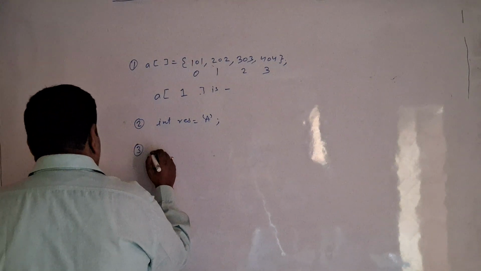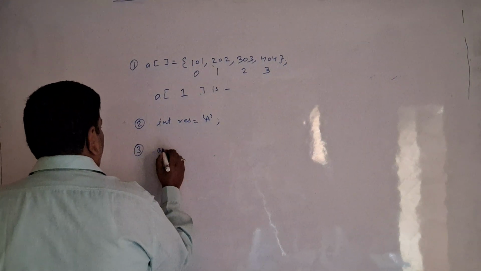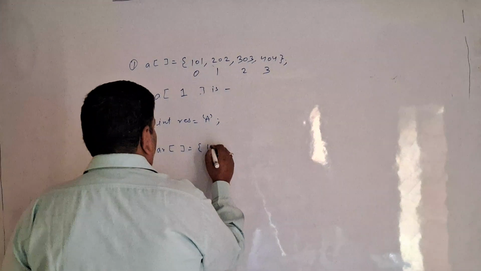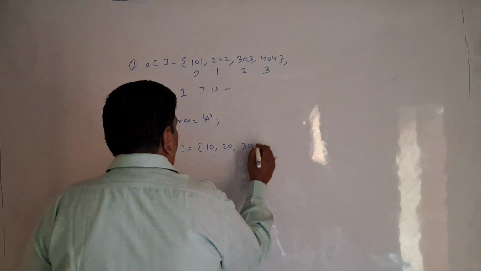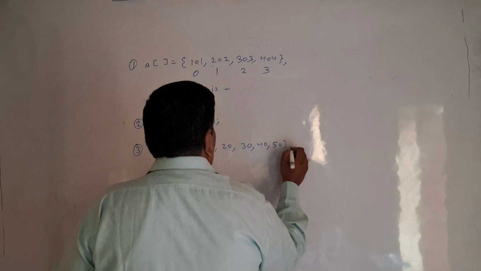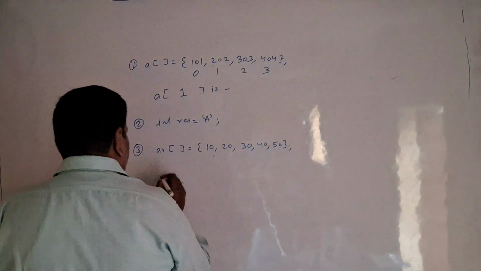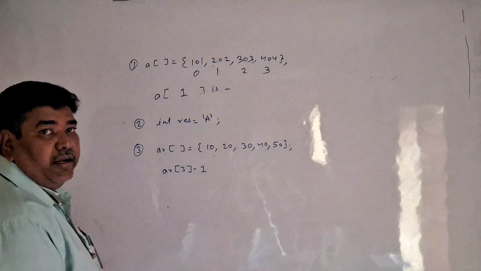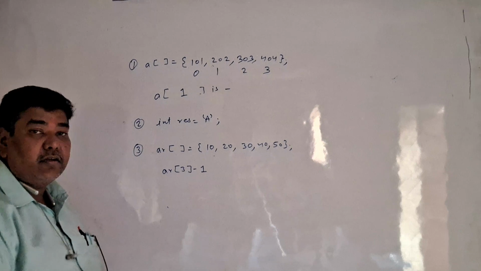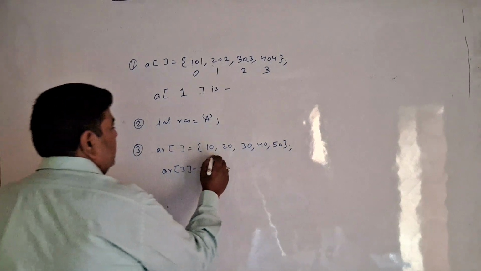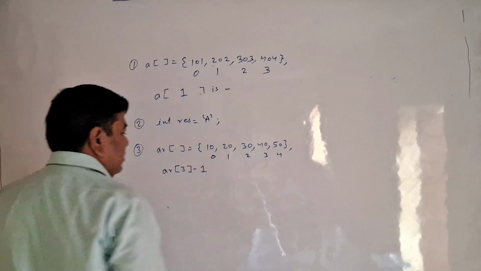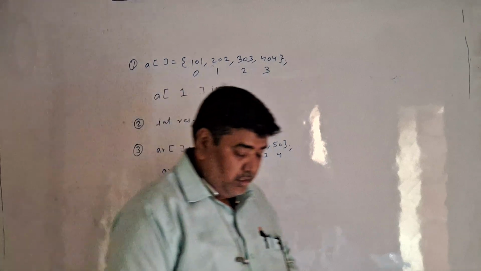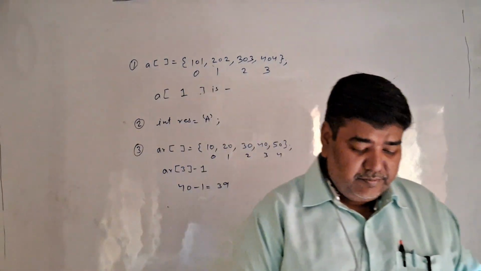One more question of array. AR is equal to, inside curly bracket some values are there: 10, 20, 30, 40, 50. The statement AR at 3 minus 1. Minus 1 is outside the bracket. Will return what? So what will A at 3 be? 0, 1, 2, 3, 4. So at 3 is 40. So 40 minus 1, 39 will be the answer. So 39 is available in the correct option.